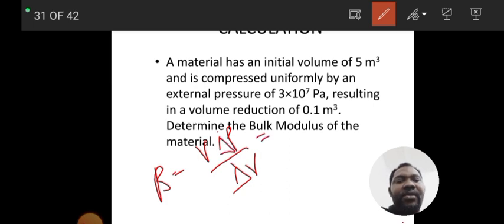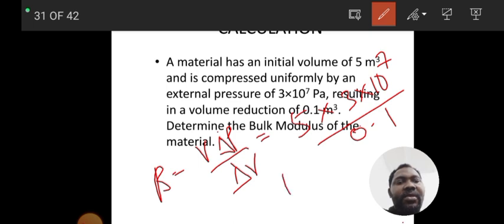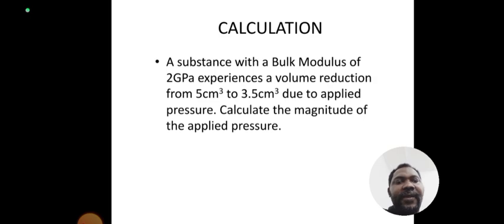Okay, so the volume from the question is 5 meter cube, that's the initial volume. The change in pressure is 3 times 10 raised to the power 7. Now divided by the change in volume, which is the volume reduction, 0.1. If we do that, we're going to have 1.5 times 10 raised to the power 9 Pascal. So that is what to do in scenarios like this.